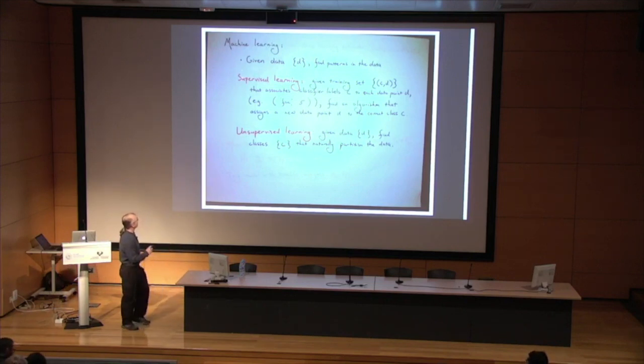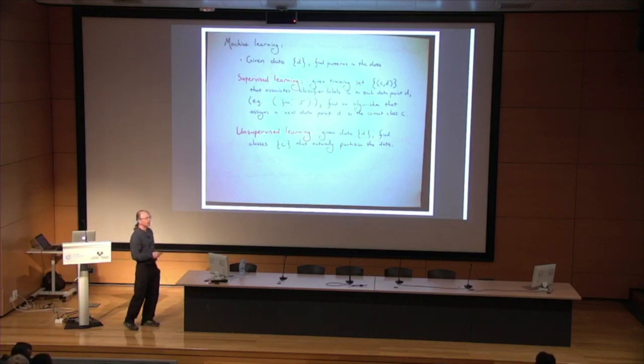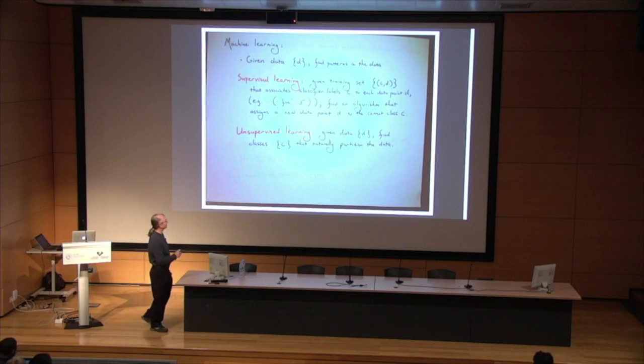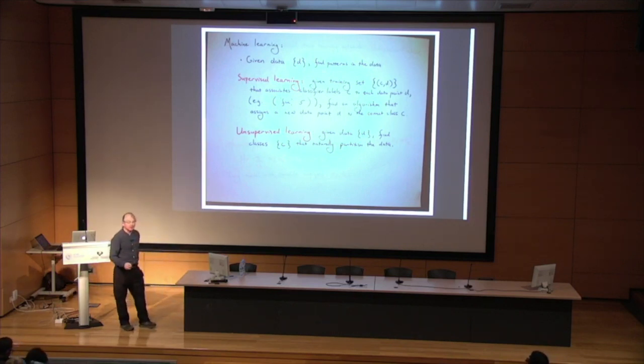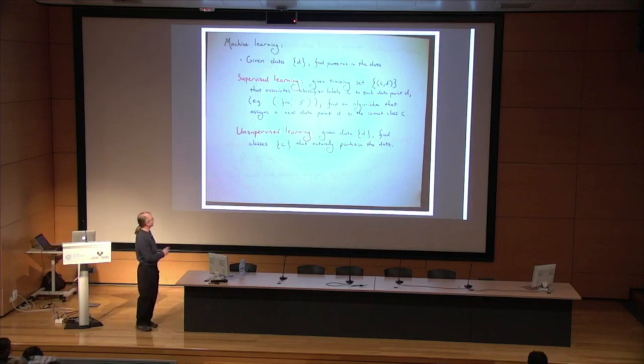All right, so how does machine learning work in general? We're given a whole bunch of data, which could be these vectors in high dimensional spaces. Our goal is to find patterns in the data. And there are 2 basic types of machine learning. There's supervised learning, where we're given a training set where the training set has already associated some kind of classifier label, C, to each data point, D. So for example, here is a scrawled 5, and the classifier is 5.